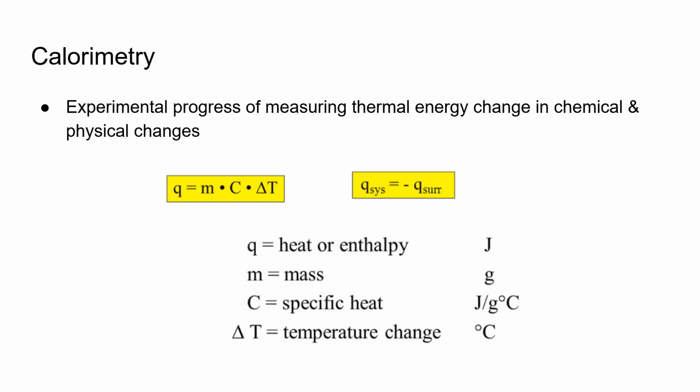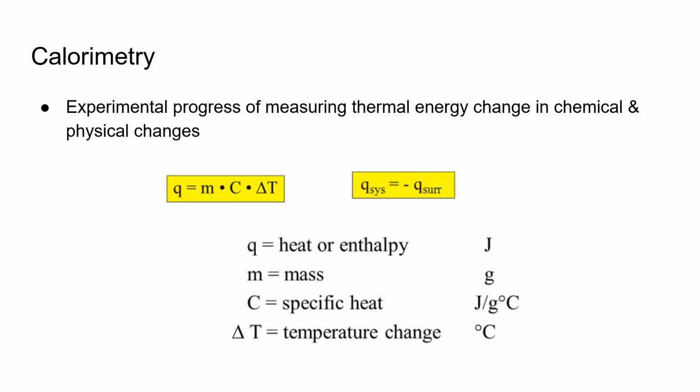Hi, today I'm going to introduce the calorimetry method to measure the energy change. So first, let's introduce the calorimetry. It's an experimental process of measuring thermal energy change in a chemical or physical change. And our calorimetry method is based on the reaction happening in an isolated system.